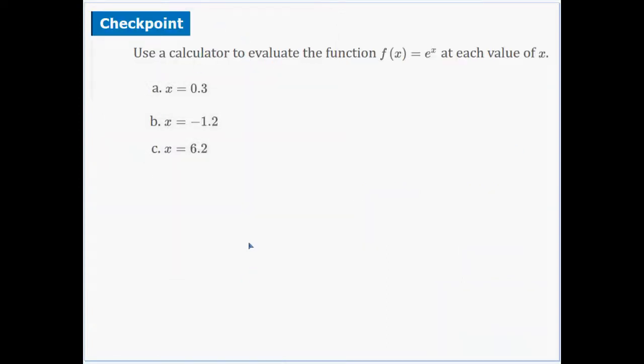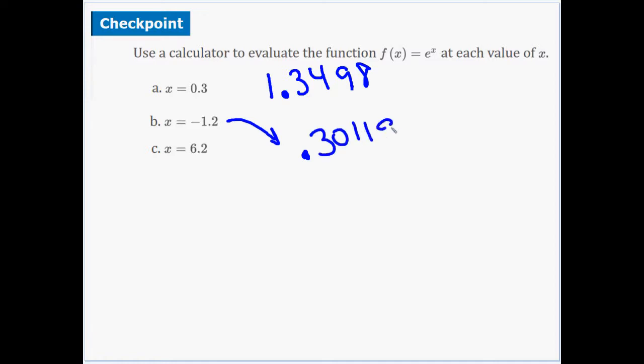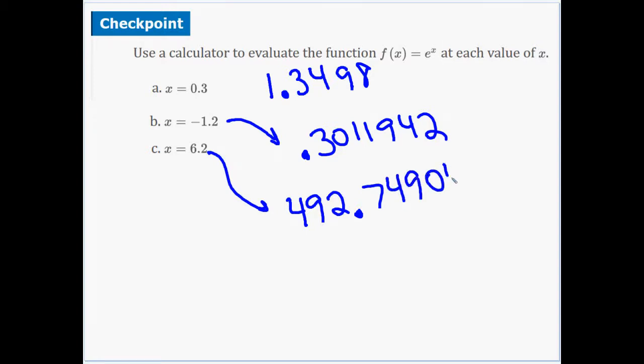Here's a few for you to try. Pause the video, give them a try real quick, and see if you got them right. Let's see here. You didn't pause the video, did you? The first one, I got 1.34985, yada, yada, yada. For letter B, I got 0.3011942. And for the last one, 6.2. That's a big one, 492.7490411. And there we go, a little calculator fun.